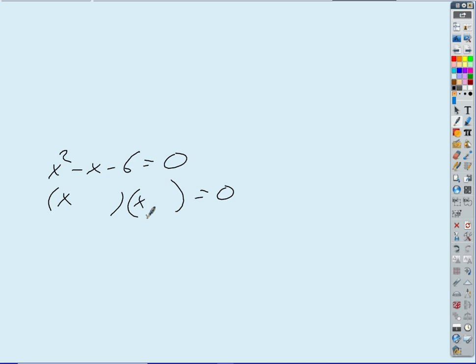What magic numbers multiply to -6 and add to -1? Oh, there you go, -3 and +2, and my answers just pop right out, right? So I end up with either x equals 3 or x equals -2. That's easier, right?